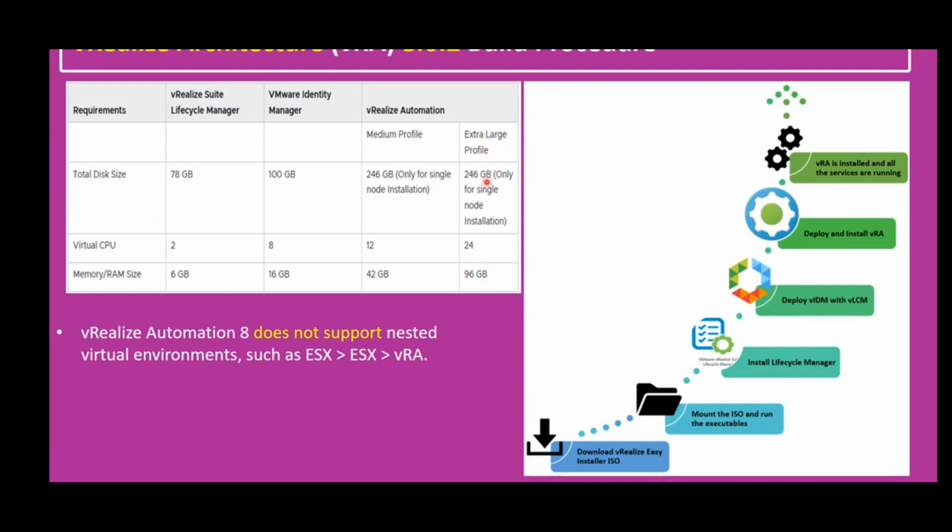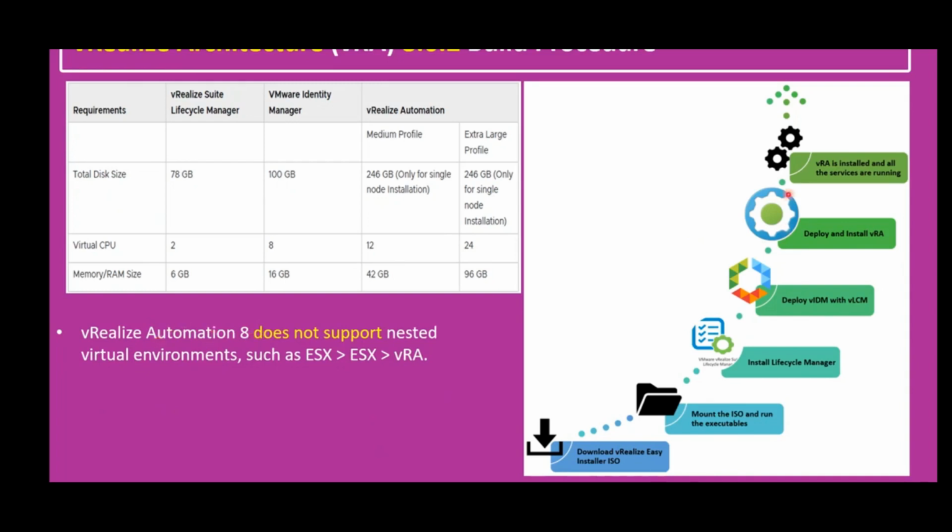We go for the extra large profile if your organization is large or extra large. During that time, we choose the relevant size of vRA. I highlighted one key point here: vRealize Automation 8 doesn't support a nested virtual environment. That means if you are using a home lab where your ESX is running on a virtual machine, we are unable to test the vRA 8 installation. We must install ESX on bare metal. Only then is the vRA 8 deployment supported.